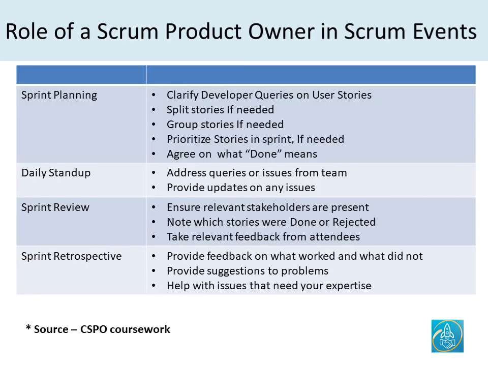Now, what is the role of a Scrum product owner in various Scrum events? During the sprint planning stage, it is the role of the Scrum product owner to answer any of the developer queries as they are estimating the stories and moving them to the sprint. It is the role of the Scrum product owner to split the stories if they are not granular enough, and then to group the stories if some stories would go together in a sprint. The product owner can also prioritize the stories for a sprint, so developers have a better idea of what should be done first. And finally, a Scrum product owner would provide a clear definition of what done means in terms of the requirements for the user stories.